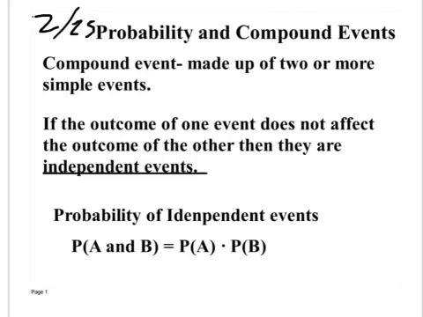If the outcome of one event does not affect the outcome of the other, then they call them independent events. If one doesn't affect the other. To figure the probability of independent events, the probability that A and B will both happen, you take the probability of A times the probability of B. You just multiply the two probabilities. Everybody have this written down?